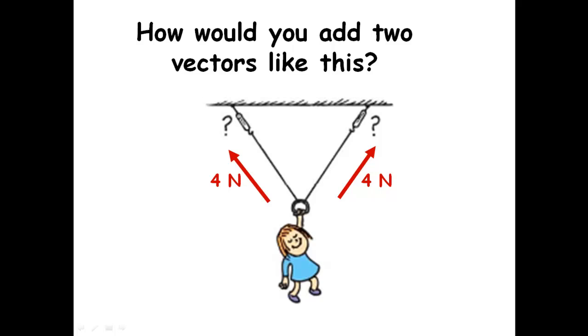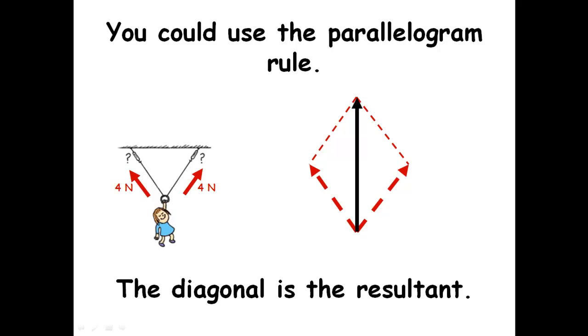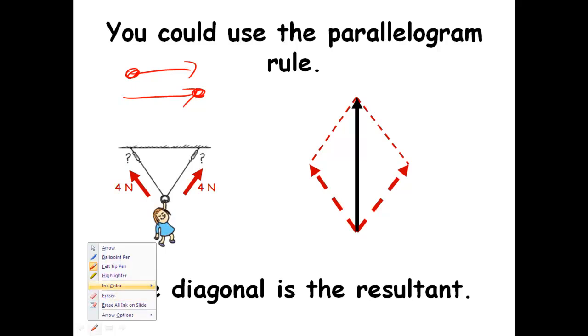Lastly, we have to ask ourselves, well, what if they're not parallel? What if we have something really bizarre? Well, very simply, we would use something called the parallelogram rule. If you remember before, when we had two vectors in the same direction, we took the tail of one and placed it on the head of the other. So it's no different here.